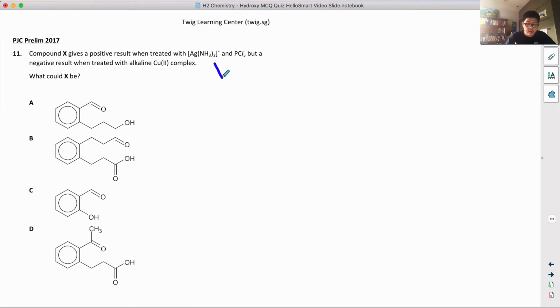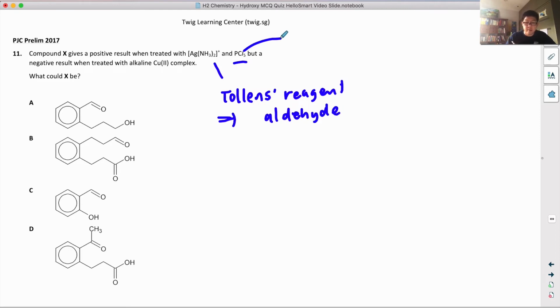This is actually Tollens reagent. So it's a positive test for Tollens, which implies it must be an aldehyde. So definitely we know it's an aldehyde. It's positive at PCl5, which means it must have an alcohol, not a phenol, right? Okay, negative result when treated with this.